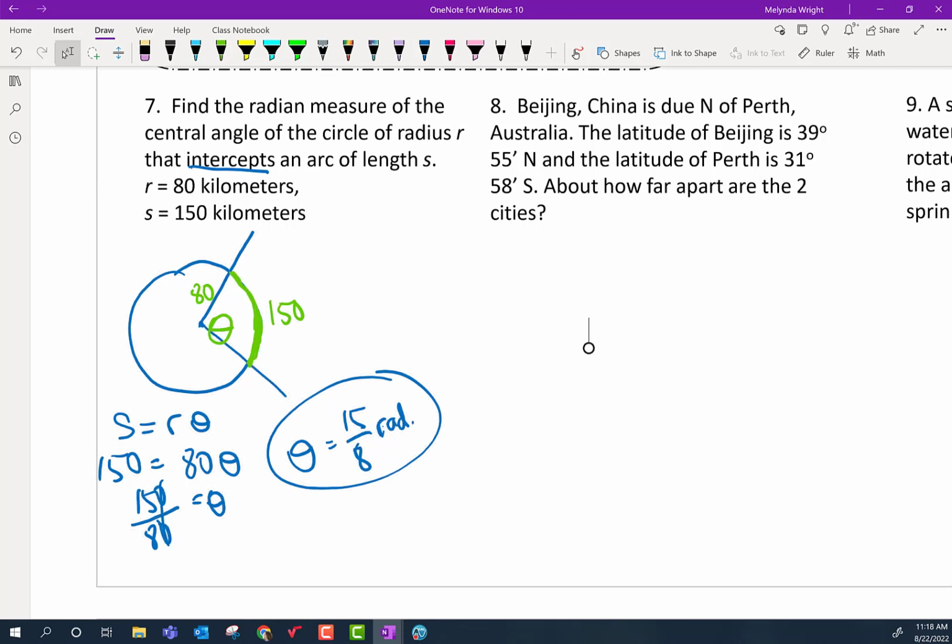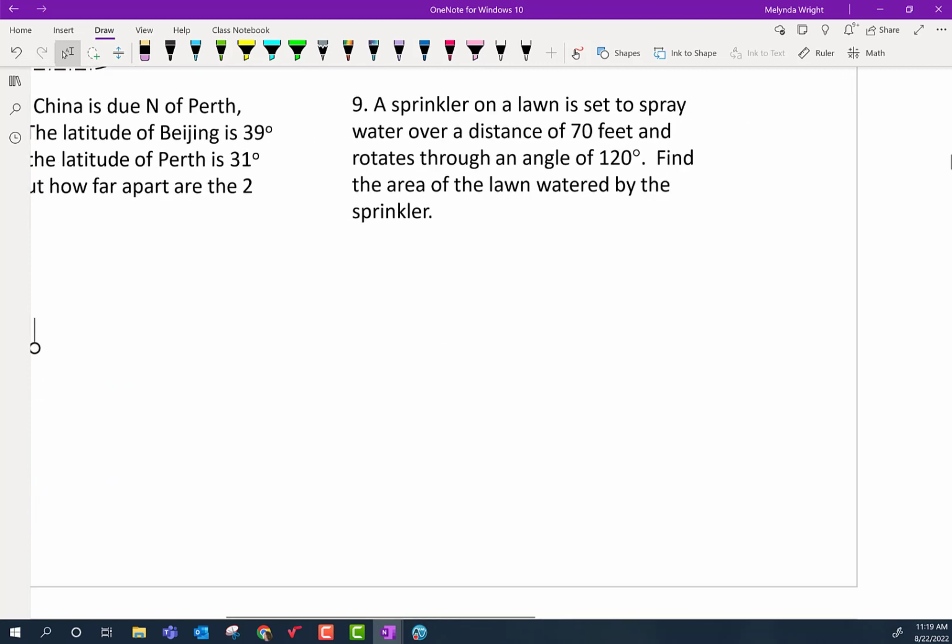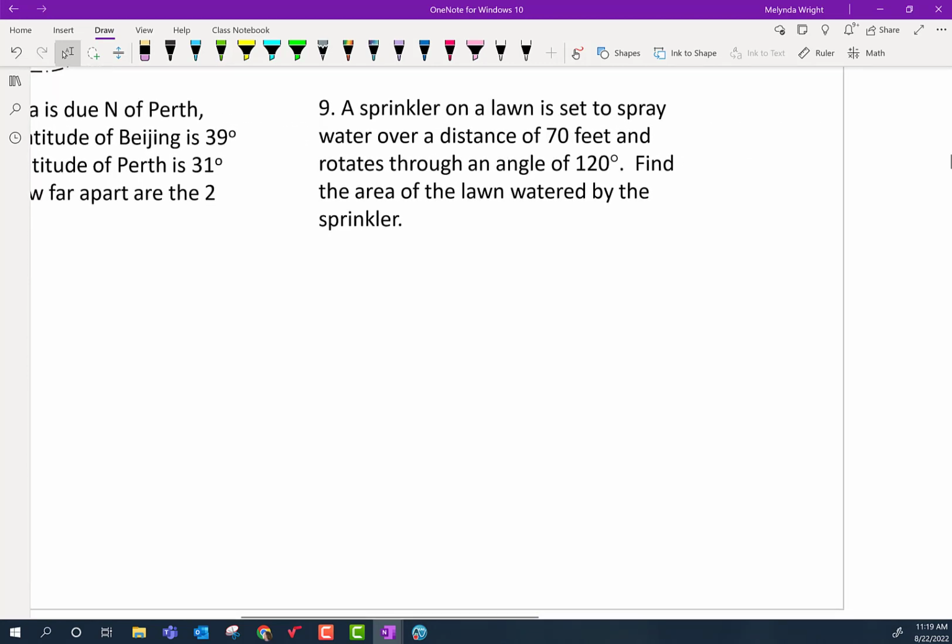All right, so number 8 is the most challenging one. Yay! So we're going to skip that for right now, and we're going to do number 9. So we've got a sprinkler on a lawn that is set to spray water over a distance of 70 feet. Okay, so here's the sprinkler. I have to draw stuff. I can't just do stuff in my head. It's not possible for me. Okay, sprinkler, just 70 feet.